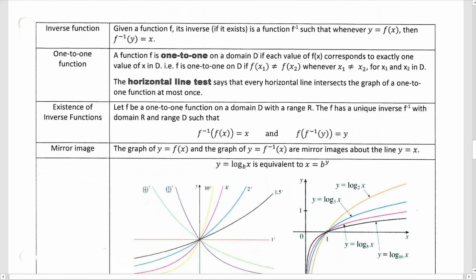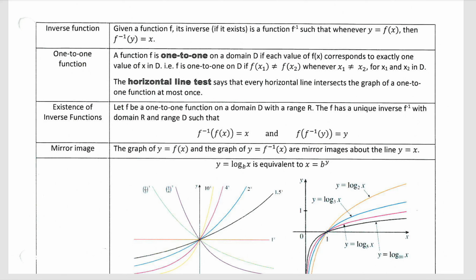Okay, inverse function. Given a function f, it is invertible if the inverse exists. The inverse is a function f inverse such that whenever y equals f of x, then x equals f inverse of y. So inverse function is like x and y, they exchange.